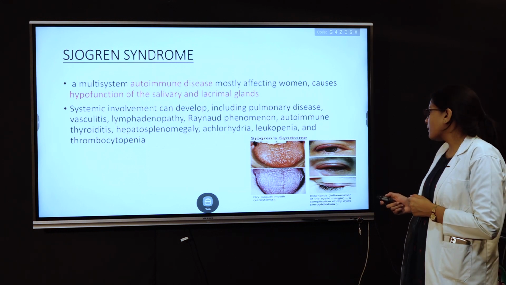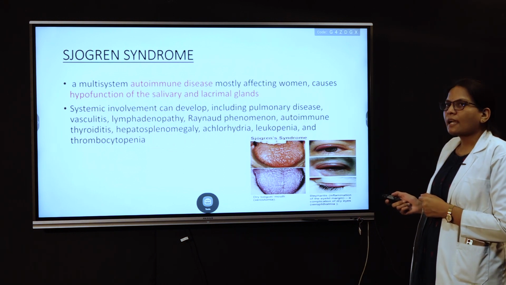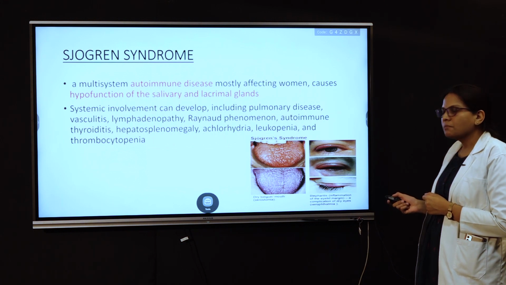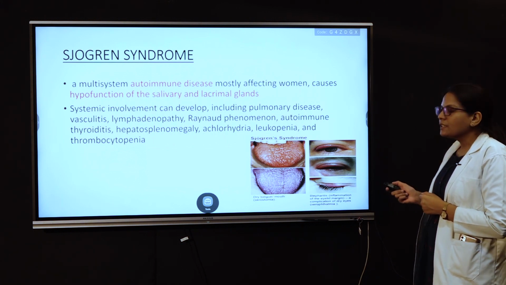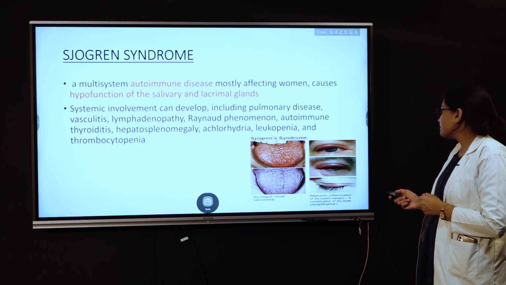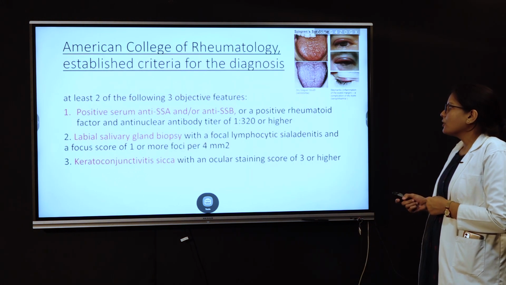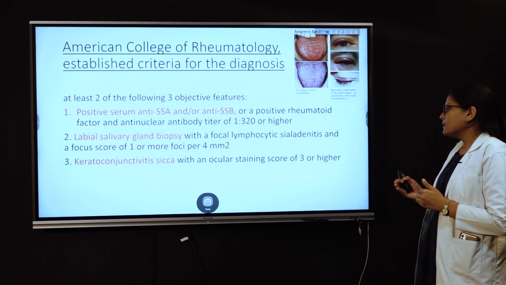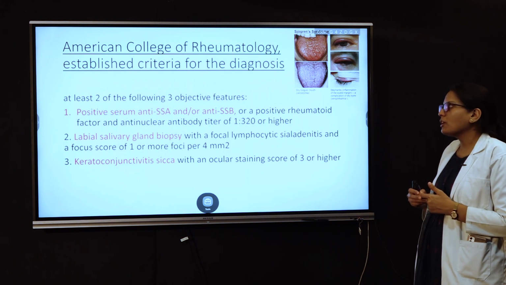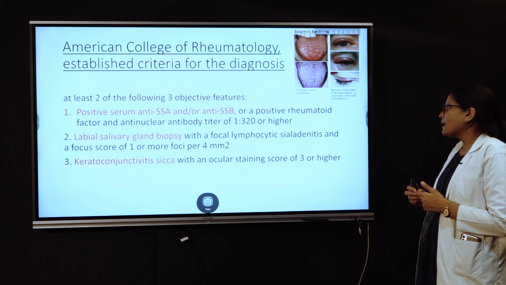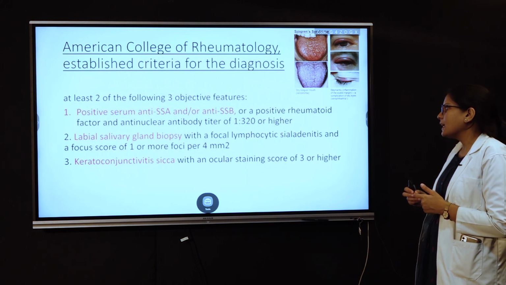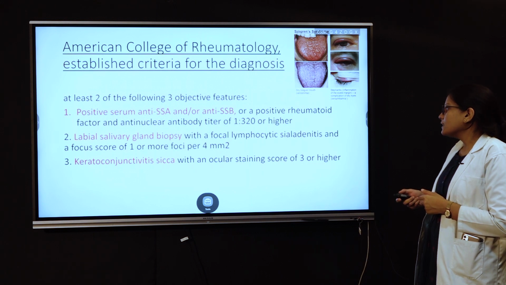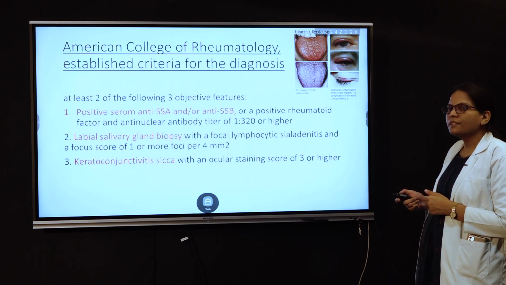and thrombocytopenia. Typically the patient presents to us with a dry mouth, which is also called xerostomia, and blepharitis, that is inflammation of the eyelid margin, as you can see in this picture, because of the decrease in lacrimal gland secretion. The American College of Rheumatology has established certain criteria for a patient to be classified under Sjogren's syndrome. The patient has to fulfill at least two of the following criteria: positive serum anti-SSA or anti-SSB antibodies, labial salivary gland biopsy confirming Sjogren's syndrome, and keratoconjunctivitis sicca with an ocular staining score of 3 or higher.